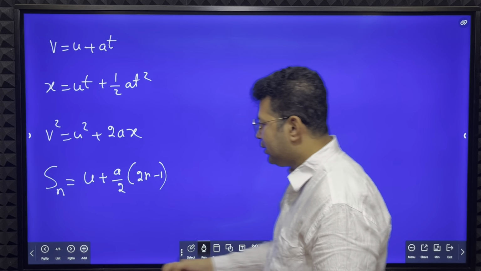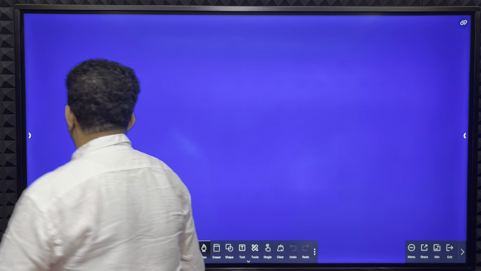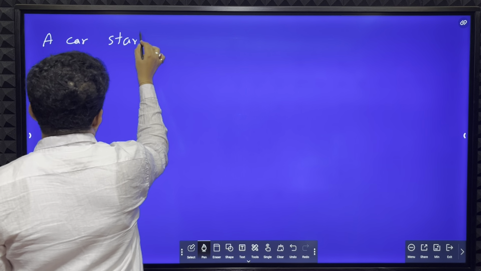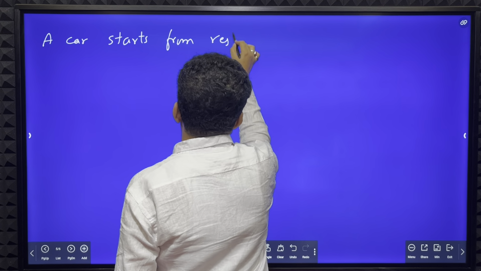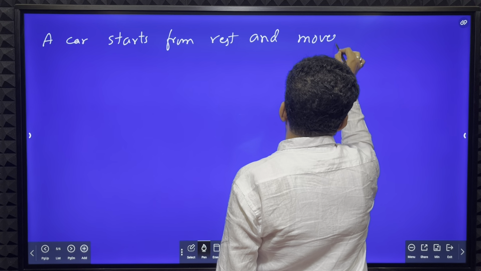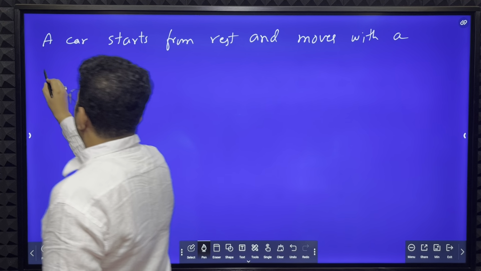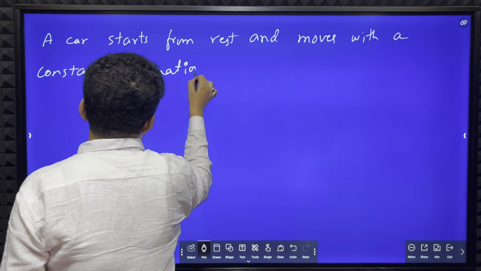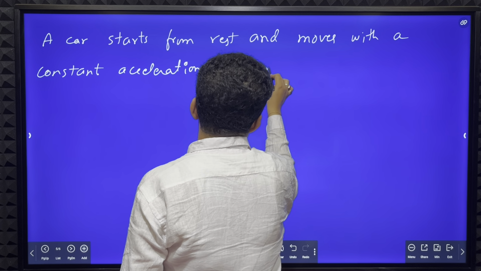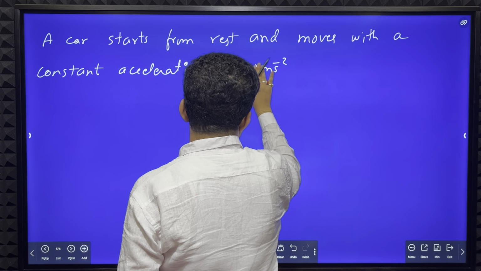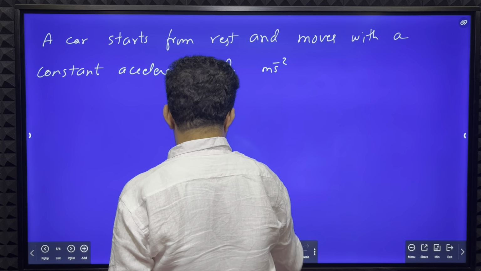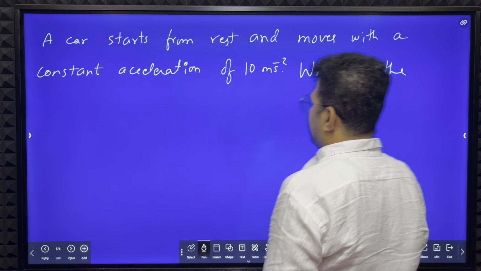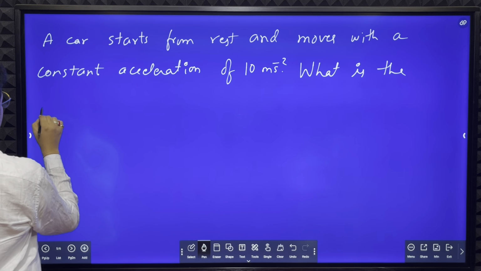Now let us try to understand how to use this formula and when to use this formula. We'll solve one problem. A car starts from rest and moves with a constant acceleration of 10 meter per second square. Write down the problem. Hope you are sitting with the book and the pen. What is the distance traveled by the car?